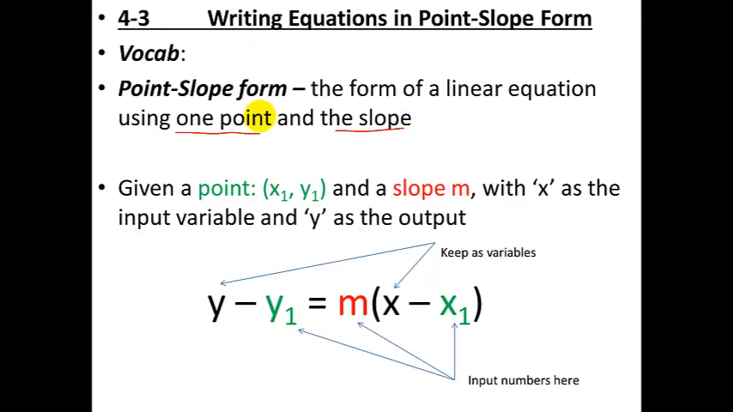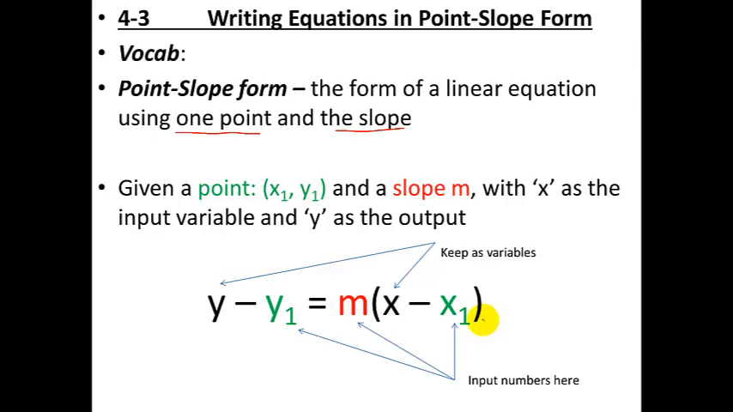So if you recall in the previous section, we looked at if you know one point and the slope, you can plug them in to y equals mx plus b to find b, to get the equation in slope-intercept form. But this is an alternate way to do it. So given one point, given the x and y coordinates as numbers, and a slope m as a number, x is the input variable and y is the output variable, we can write an equation y minus y1 equals m times parentheses x minus x1.